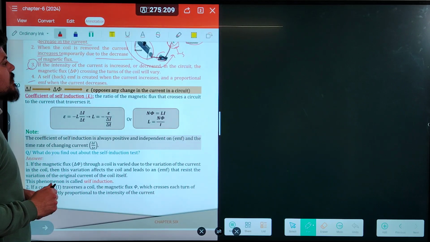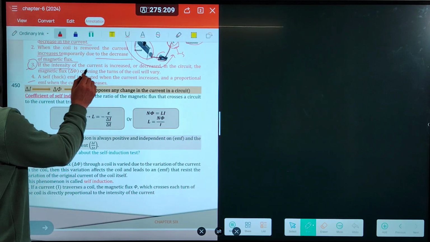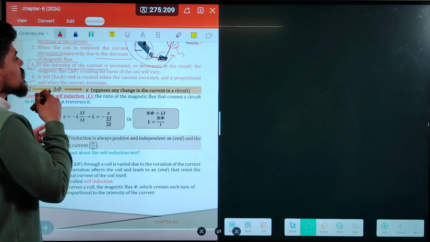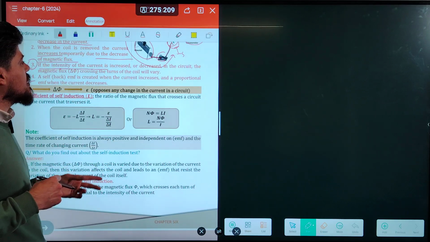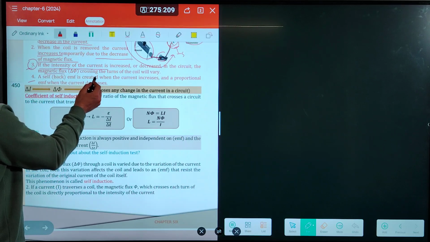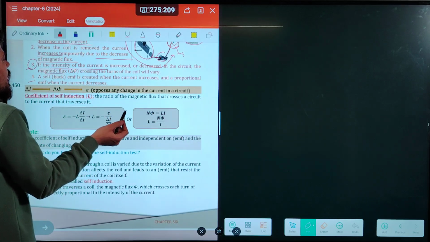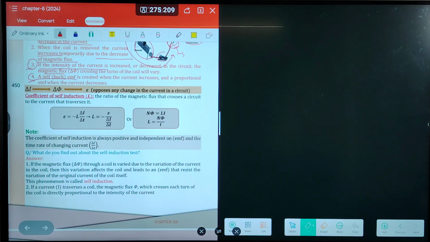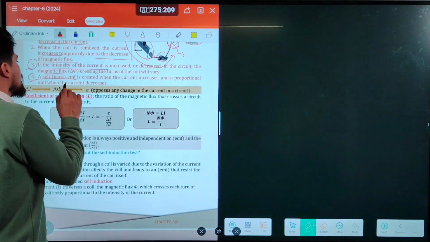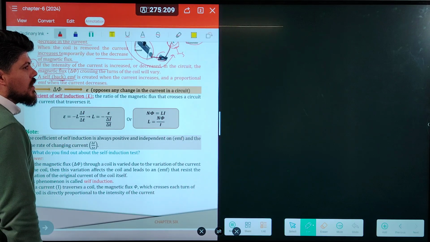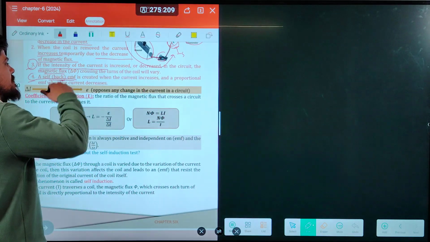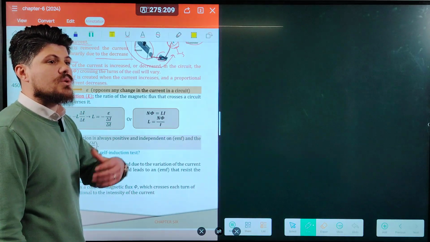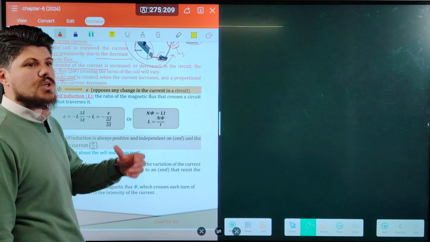Number 4, by variation of the current. If the intensity of the current is increased or decreased, the current induced in the circuit and the magnetic flux crossing the turns of the coil will vary. A back EMF is created when the current increases. When the current increases, a back EMF is created in the coil. This back EMF reduces the resultant current of the coil.